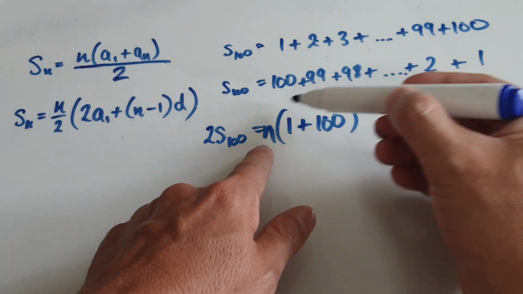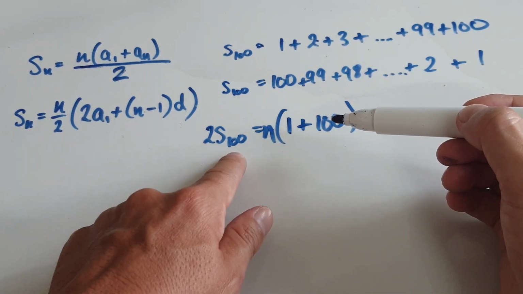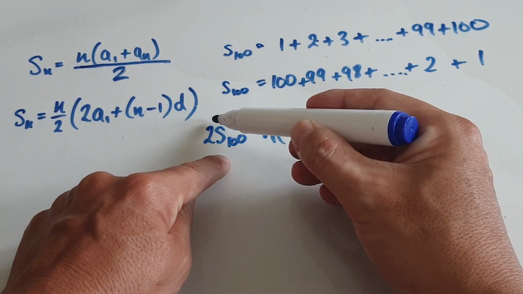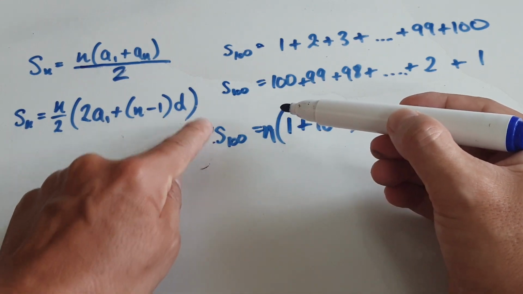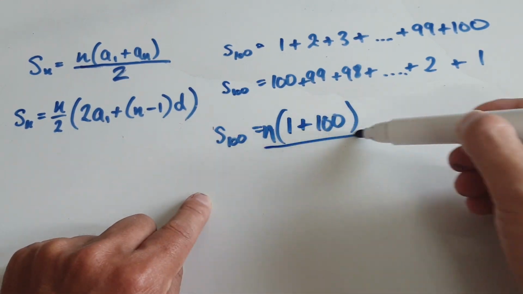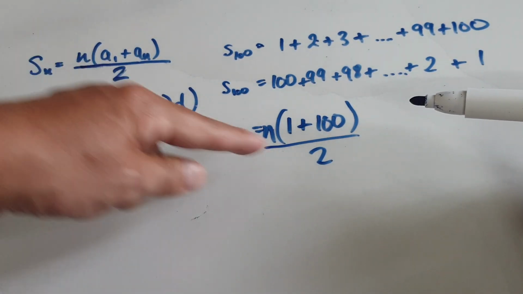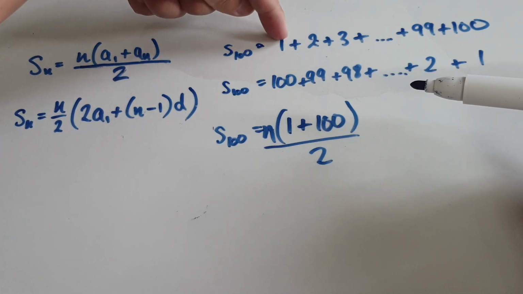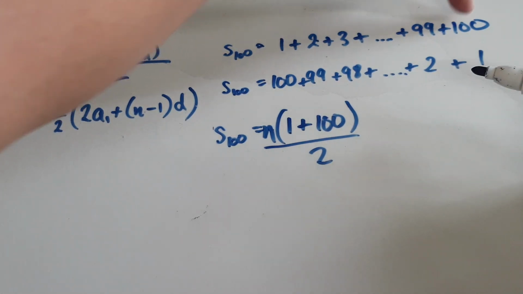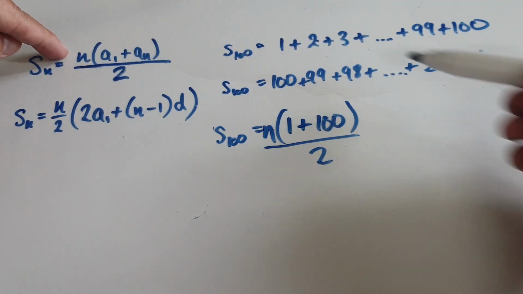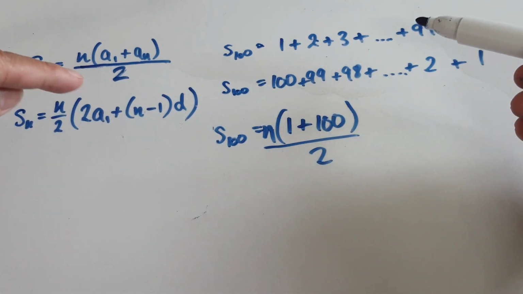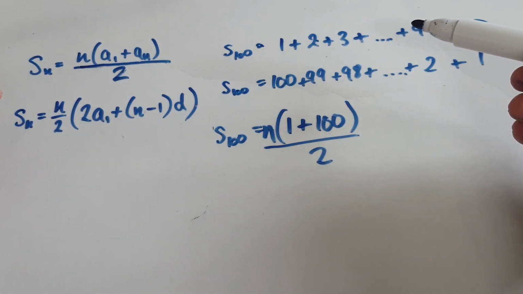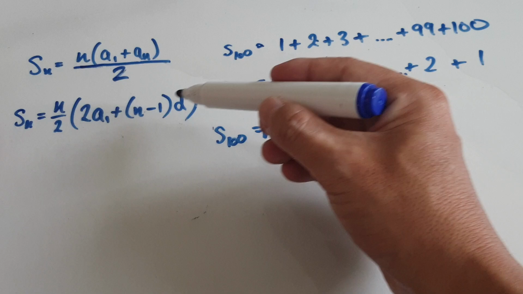That gives us, so summing up everything gives us 2 lots of S100, but we want just 1 lot of S100. So we would divide it by 2. So that's where this formula comes from, where A1 is your first term, AN is your very last one, and then N is the number of terms. So the same idea applies to this thing here.